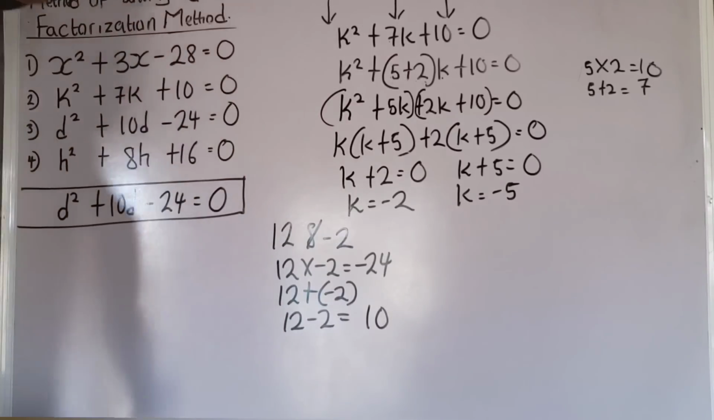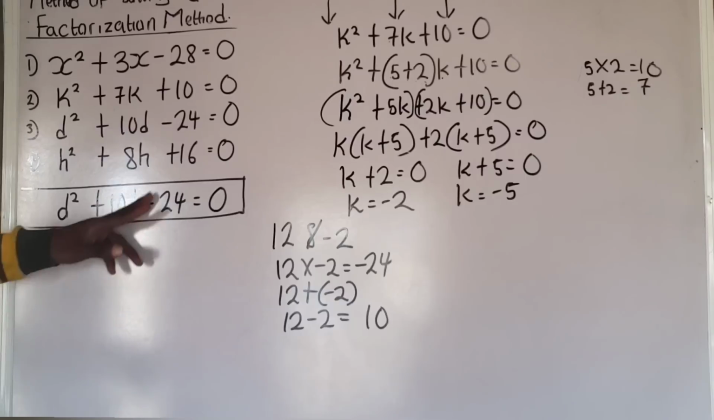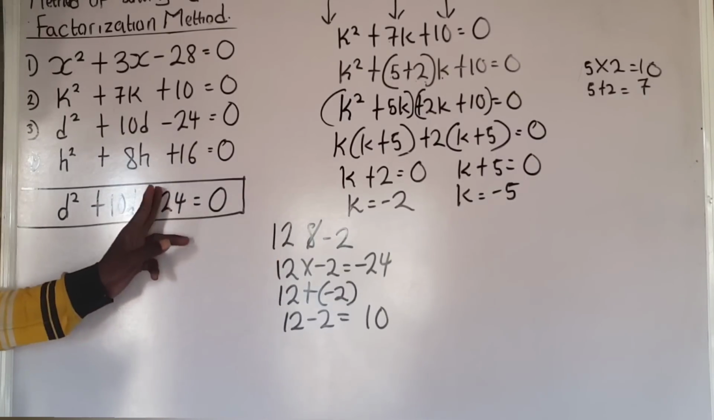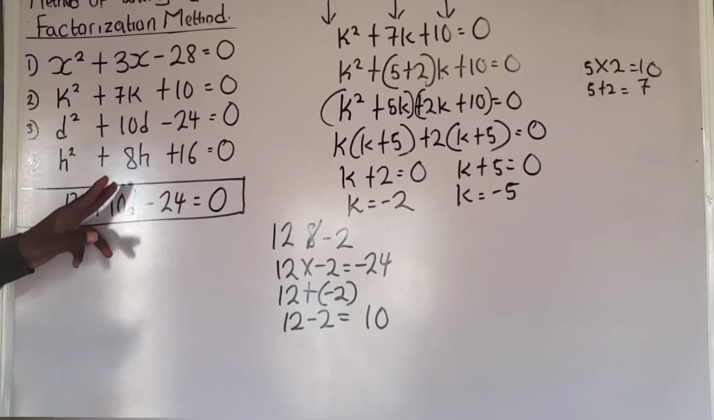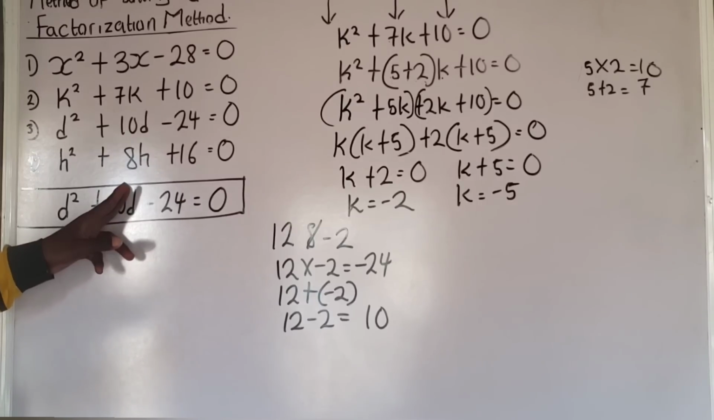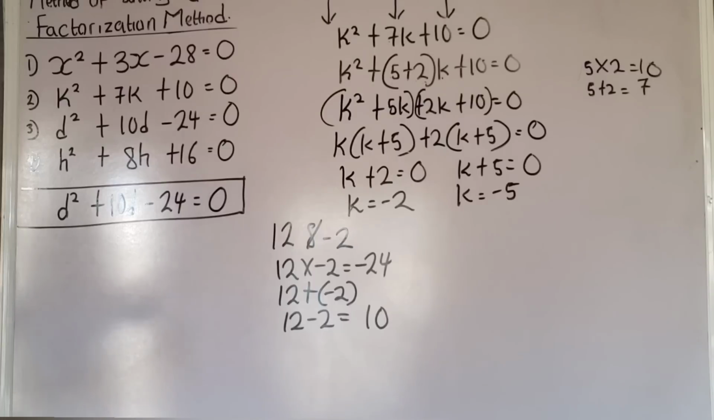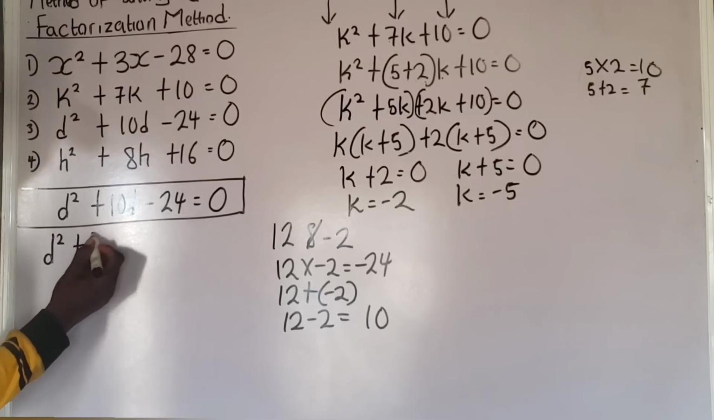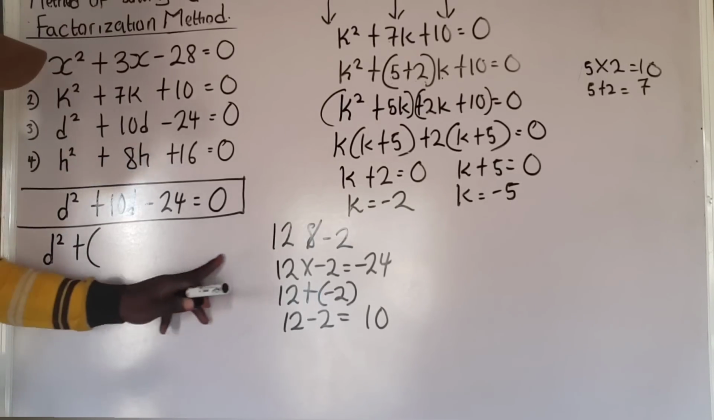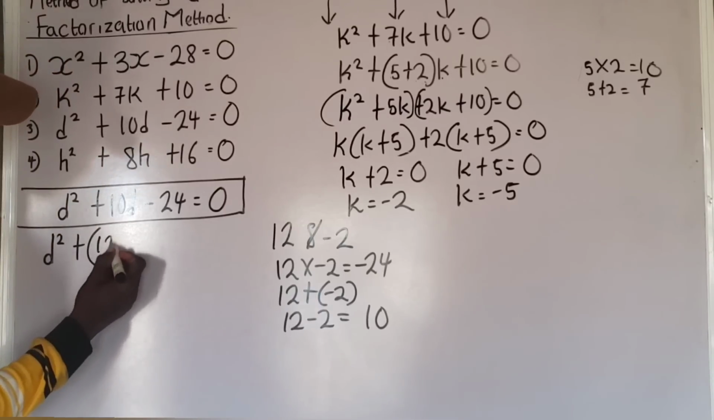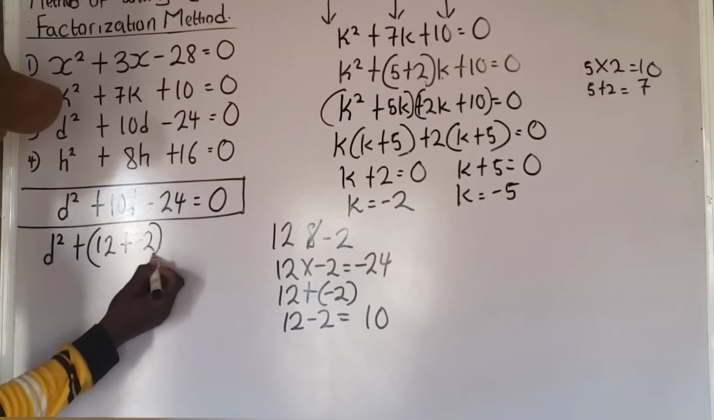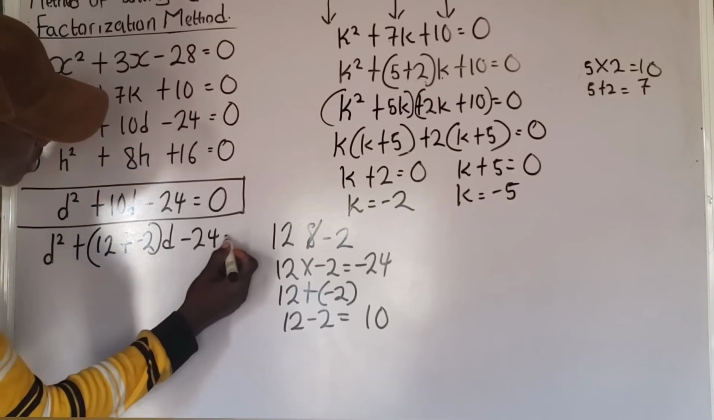You can see that the product of the two numbers equals our constant term, which is negative 24. And the sum of these two numbers equals our second term, which is plus 10. So I'm going to replace the second term, plus 10, by the sum of these two numbers. So I'm going to have d squared plus 12 plus minus 2, d minus 24 equals 0.